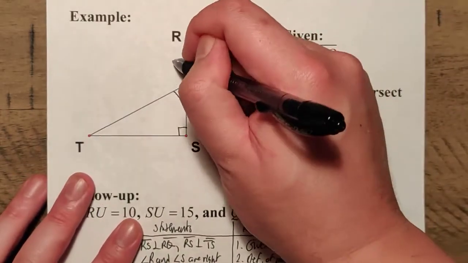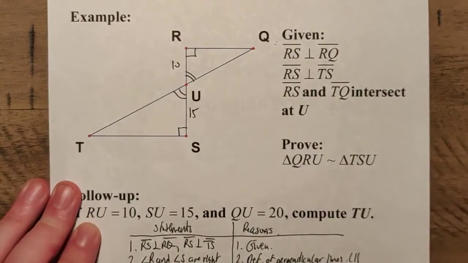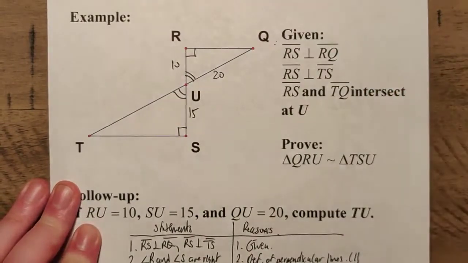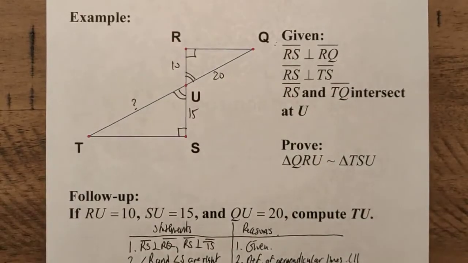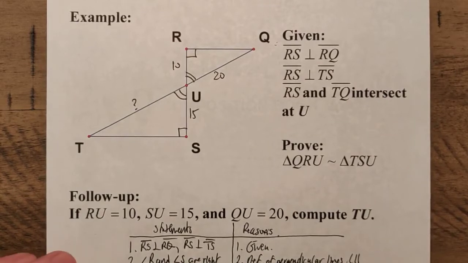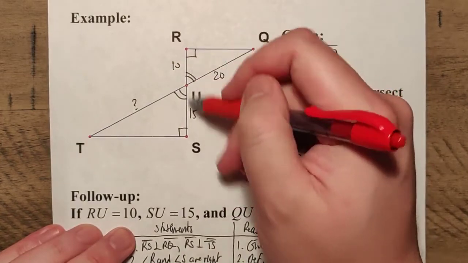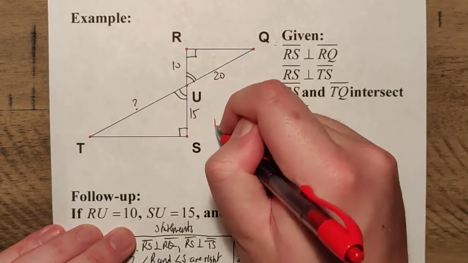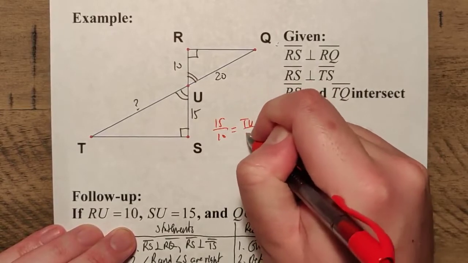We're given that RU is 10, SU is 15, and QU is 20. We want to find TU. There are quite a few proportions that we can use here. It looks like we have similar triangles, so a proportion is necessary. We note the 10 and 15 here. One proportion we can write is 15 over 10 equals TU over 20.